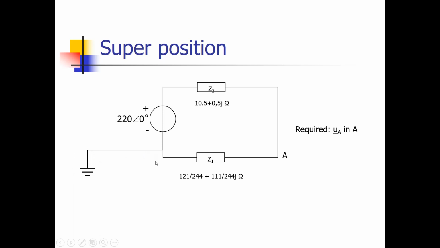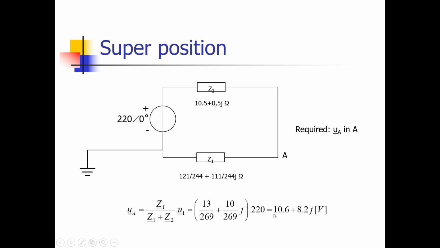So now we can use the voltage division rule, which says that the voltage at this point, with respect to the ground over here, is equal to this impedance divided by the summation of that impedance plus this impedance, and then multiplied, of course, by the voltage over here. So the voltage at point A, UA, is Z1 divided by Z1 plus Z2, and that multiplied with this voltage of 220 volt.